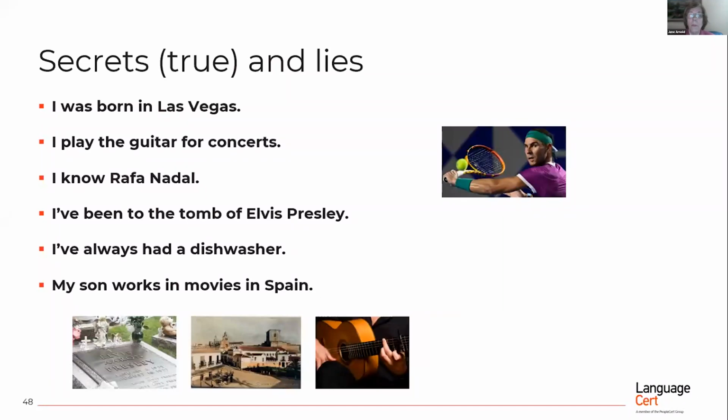For example, I was born in Las Vegas. I never lived there, but I was born there, so it's true. I play the guitar for concerts. I play the guitar a little bit, but I've never had a concert, so this is false. I know Rafa Nadal. I watched him on television a lot, but I don't know him, so this is also false. I've been to the tomb of Elvis Presley, true. I've always had a dishwasher, false. If I had, I wouldn't be here today, but that's a story for another time. My son works in movies in Spain, true.